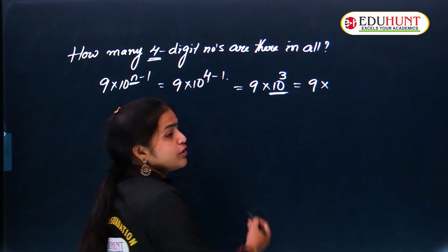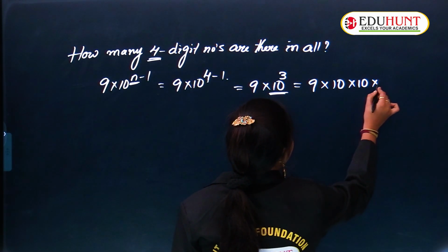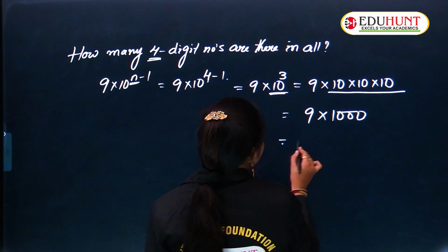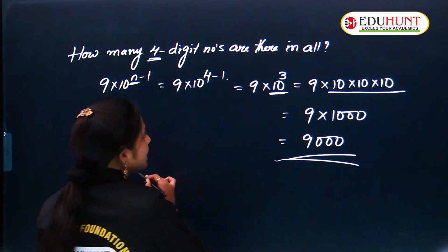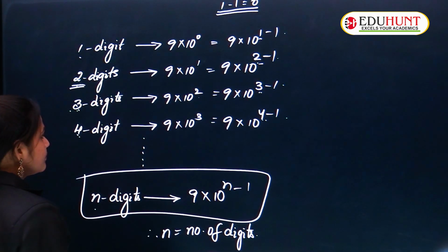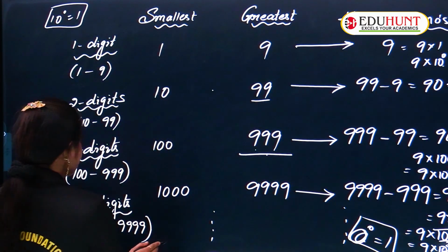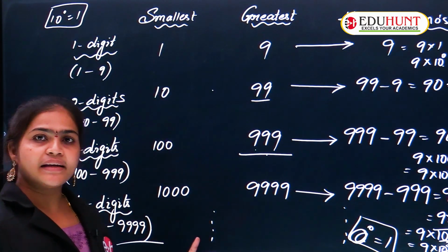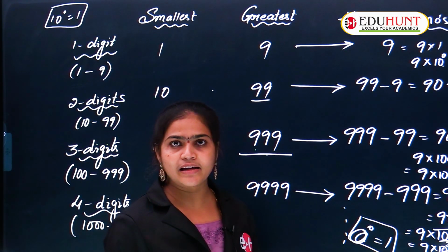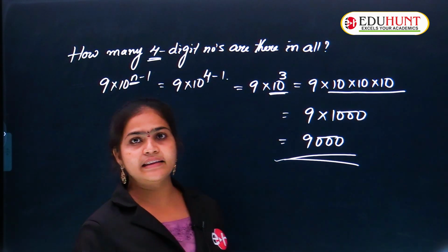9 into 10 to the power of 3 means how many times can we multiply 10? We can multiply 10 three times. 9 into 10 into 10 into 10, 1000, which is equal to 9000. Totally how many 4-digit numbers are there? 9000. Previously we also got 9000 only, no? 9000 4-digit numbers are there. By applying the formula we get the same number, and by using the previous method we are also getting the same value. If you remember this formula, you will easily get the values.